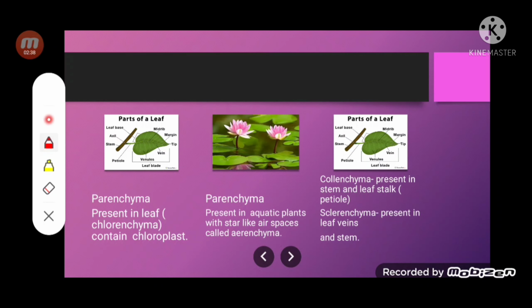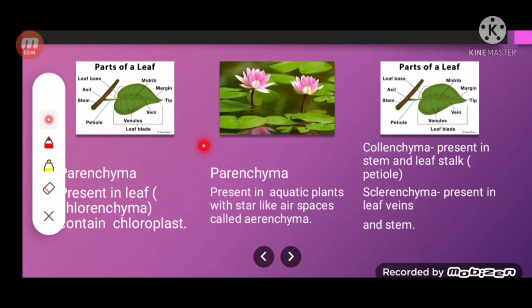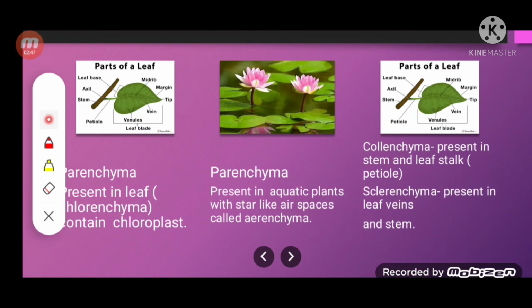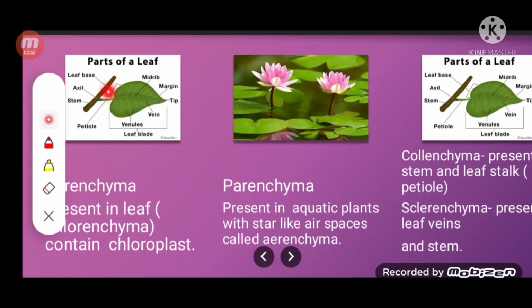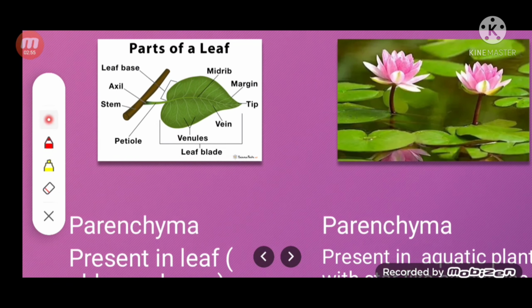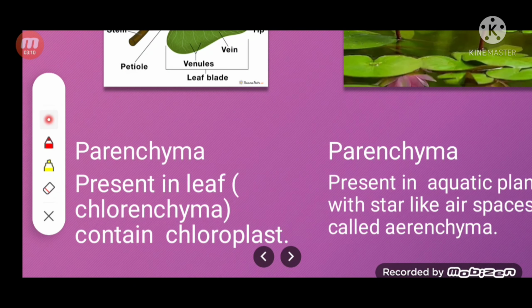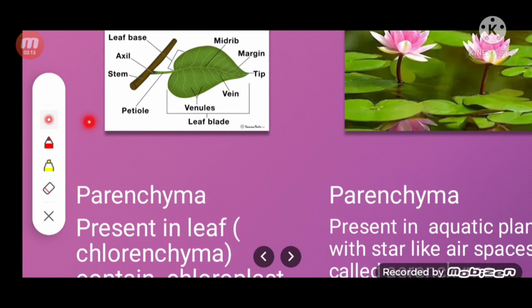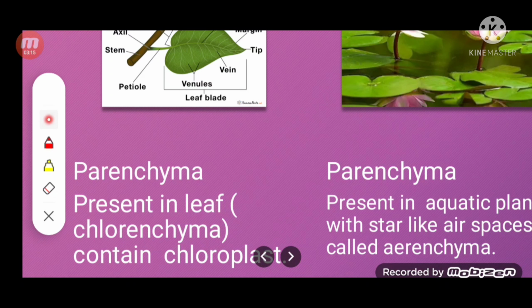Now here let us have a look. About these parenchyma cells, as I told you, they are present in the leaf because they contain chlorophyll. Chlorophyll is contained by the plastid chloroplast. So parenchyma will always be present in the leaves of the plants. In parenchyma we have seen two categories, the first being chlorenchyma. The chlorenchyma tissue is found always in leaves.